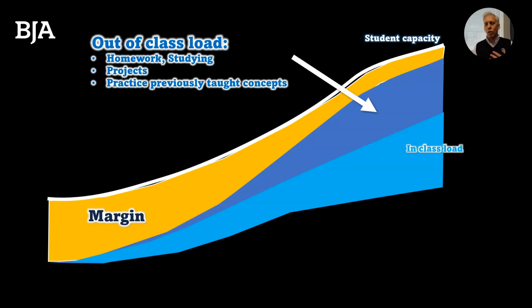So out of class, what do we mean when we say out of class? We mean homework, and we also mean studying and projects and practice of things that were taught in school. We're talking with our teachers, and we spent a lot of time in our in-service talking about this. Our task force has helped us define some of these things so that when we're talking with you as parents and even as students, we're using the same definitions.